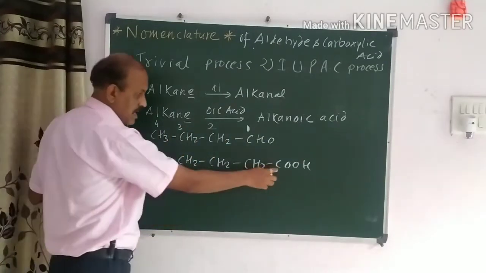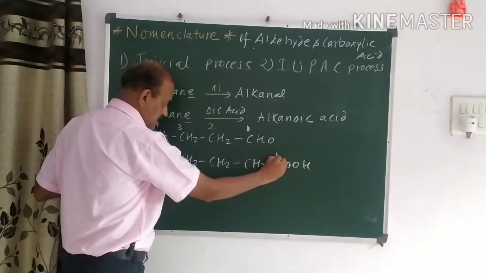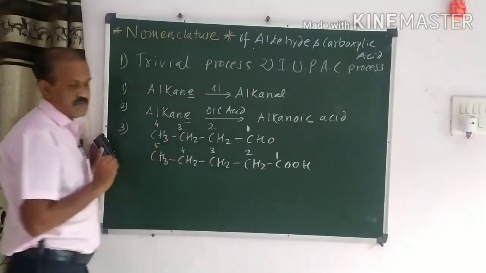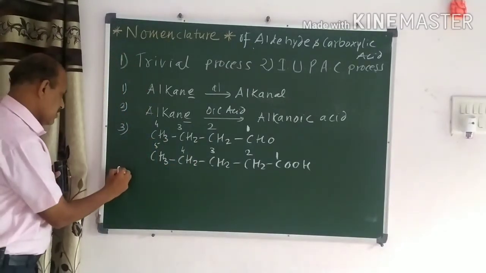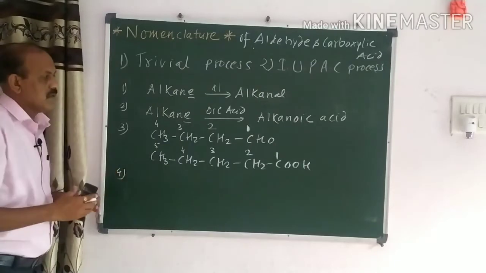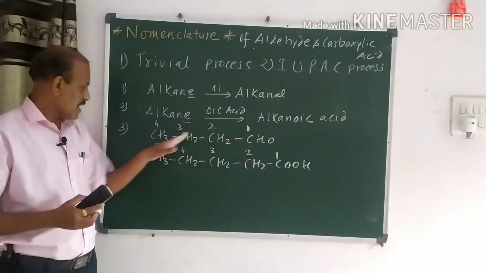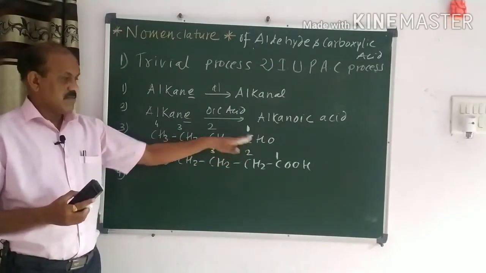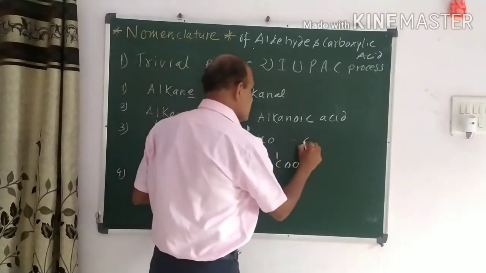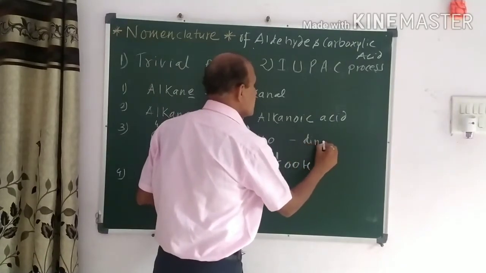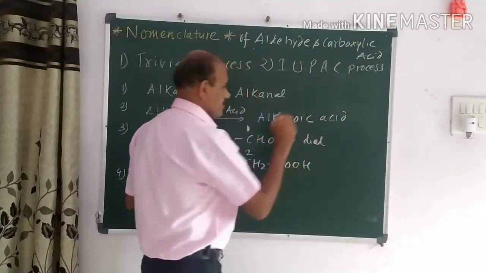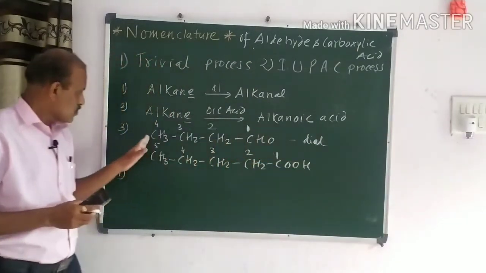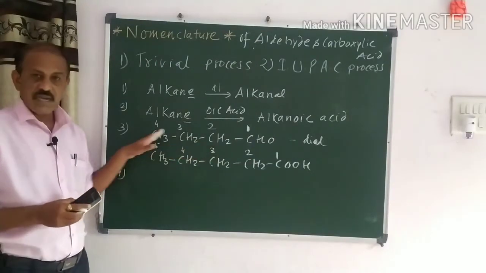In the same manner, the carbon from the COOH is the first carbon, then the second, third, fourth and the fifth carbon. If there are 2 aldehyde groups at the ending of the organic compound, then while giving the name it can be given like this: dial, not al, dial, D-I-A-L, if there are 2 CHO groups attached to the ending.